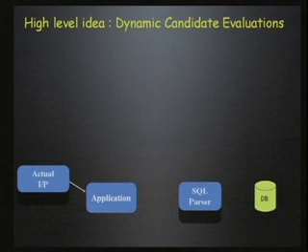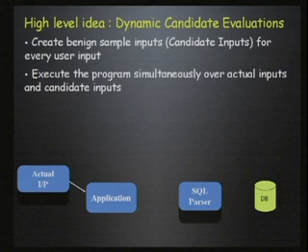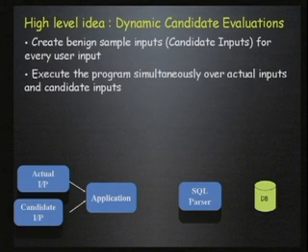So here is what we are set to do. There is an application and it receives actual inputs. Now these inputs may be malicious, and what we want to do is to provide candidate or sample inputs to the application. So we provide candidate inputs to the application as well as the actual inputs. Now we want to execute the web application simultaneously over actual inputs and candidate inputs.